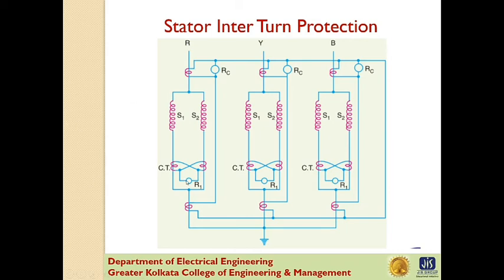Now if a short circuit develops between adjacent turns, say in S1, the currents in the stator winding S1 and S2 are no longer equal, and therefore unequal current will flow through the relay R1 and the relay then closes its contacts to clear the generator from the system.